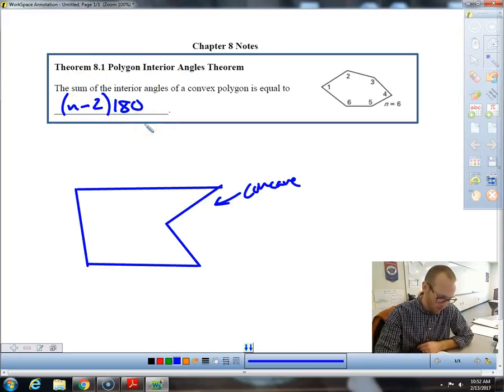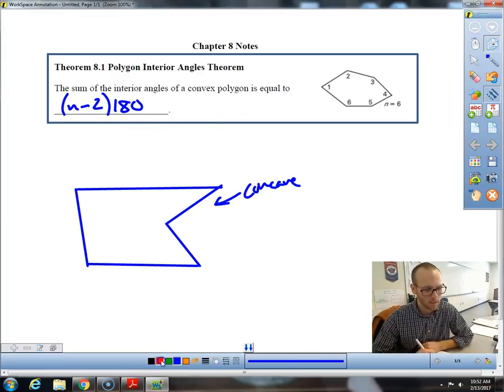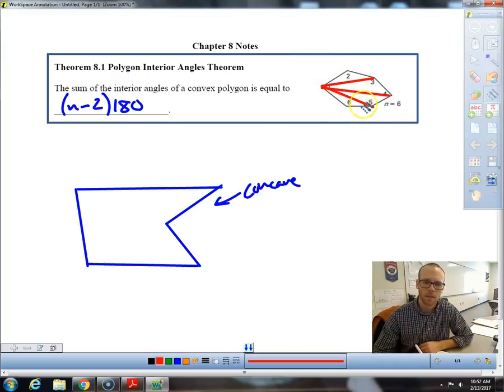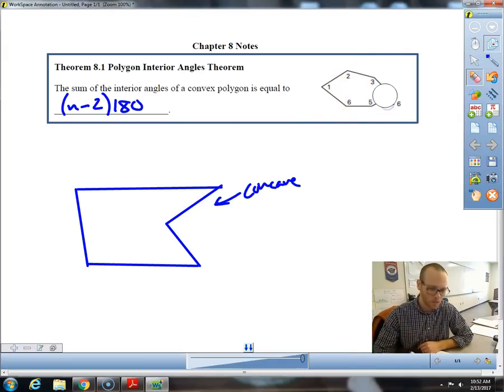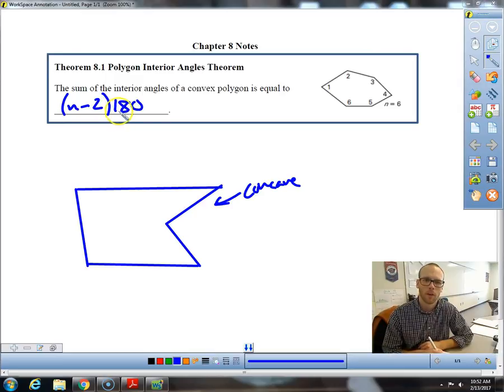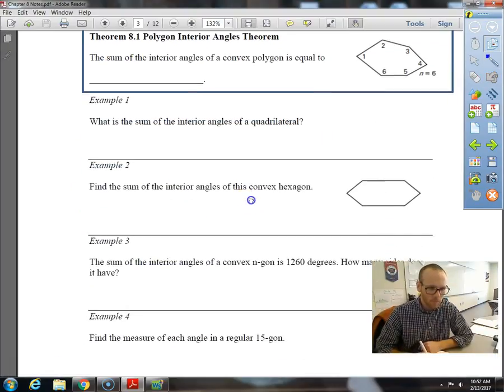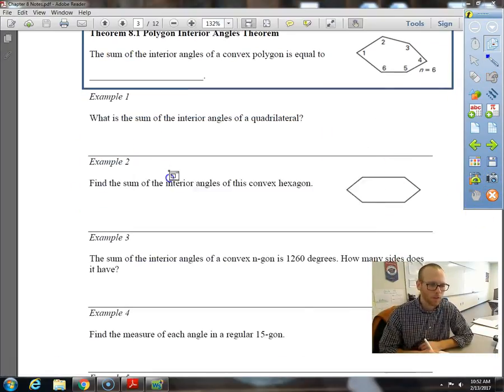And as you recall from the activity that you just completed, the reason it is that way is because if we split up the polygon into triangles, the number of triangles is always the number of sides minus 2. And of course we know the interior angles in each triangle is 180 degrees. So let's go through a couple examples here.